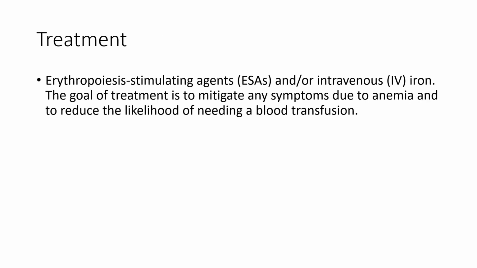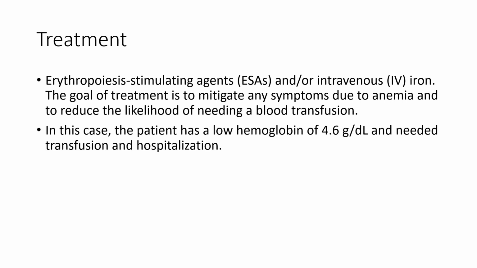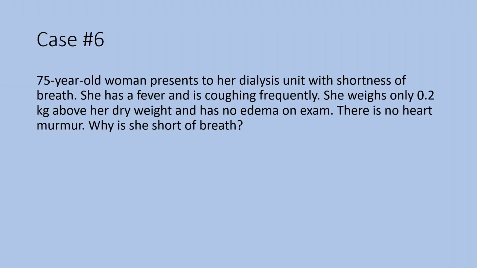So of course we treat our patients, as I just mentioned, with Mircera as well as intravenous iron with the goal of raising their hemoglobin to 10, and this reduces the likelihood of having symptoms related to their anemia. In this case, the patient had a really low hemoglobin of 4.6 and needed to go to the hospital for transfusion. Next case, 75-year-old woman presents to our dialysis unit with shortness of breath.